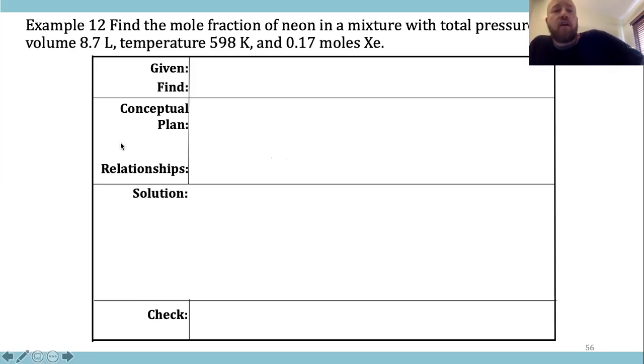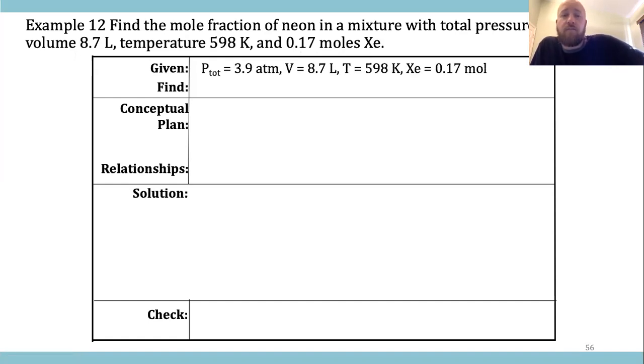Okay, so the question here is, find the mole fraction of neon in a mixture with a total pressure of 3.9 atm, given the total volume, temperature, and 0.7 moles of xenon. So we have xenon and neon in a mixture. This is what we're given: a total pressure, the volume of the system, and the temperature of the system. Again, these are going to be constants for everything. And we have the moles of xenon.